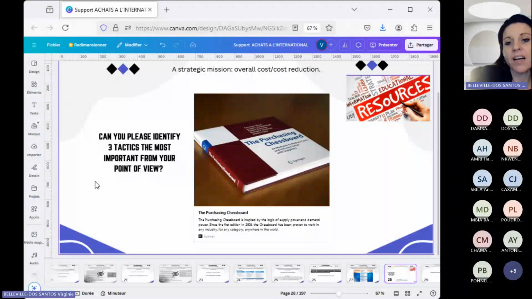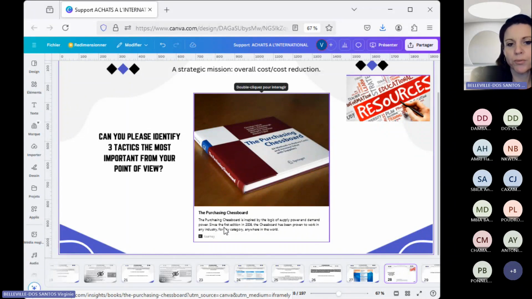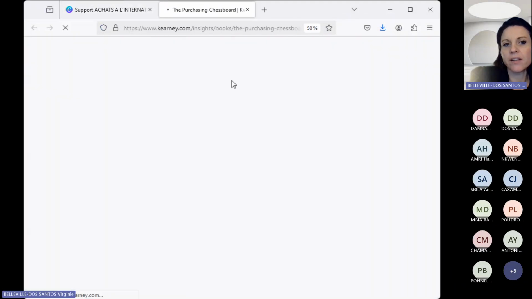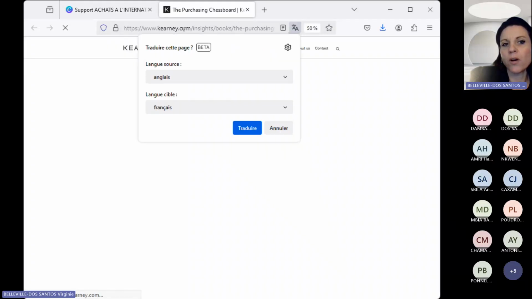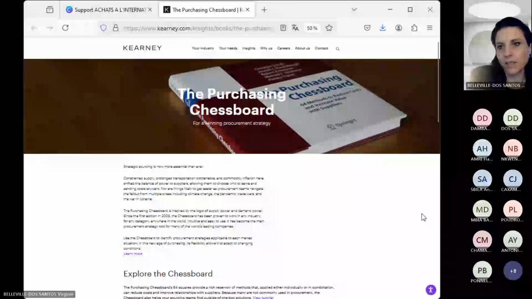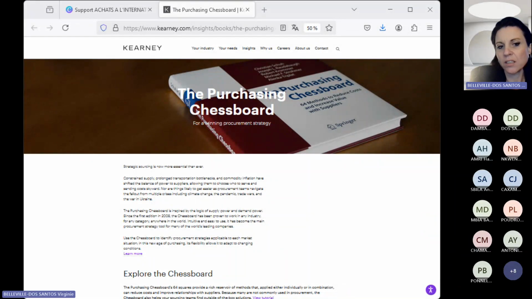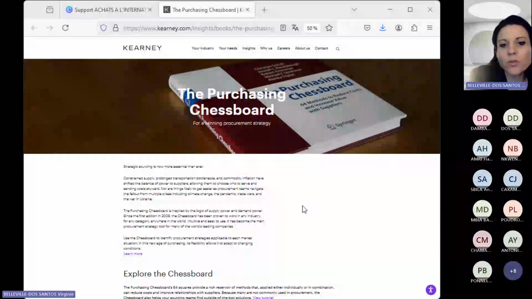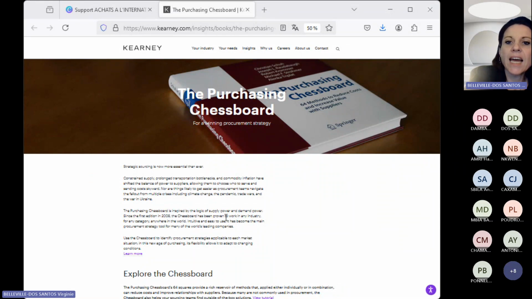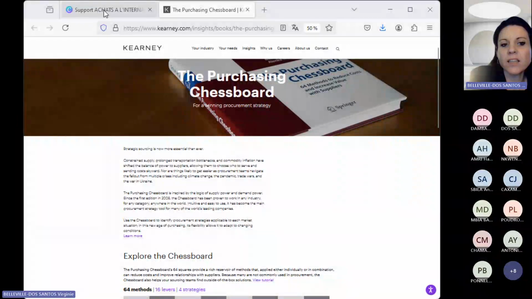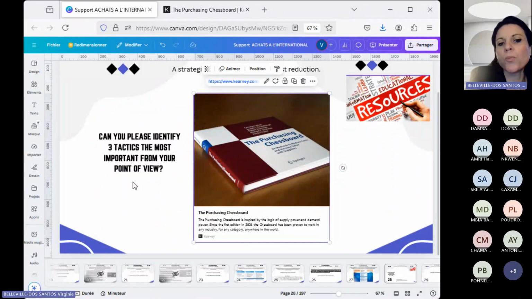For this part, I will ask you to work again in groups and quickly go to the purchasing chessboard. You can go to kearney.com. I put the link in the conversation. I ask you to go inside your group and identify three tactics which are the most important from your point of view. Just identify three, put them in a slide, and explain what each is and in which context you can use it. It's very quick. Just identify the main three with the description.